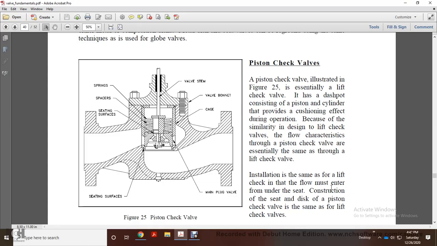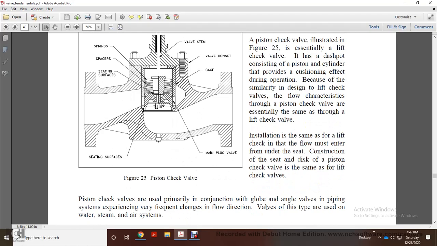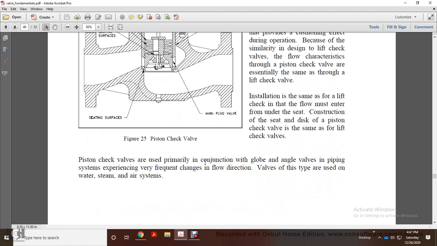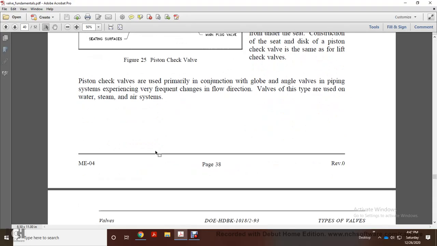Flow must enter under the seat, the same as for the lift check valve. Piston check valves are used primarily in conjunction with globe valves and angle valves in piping systems experiencing frequent changes in flow direction. Valves of this type are used on water, steam, and air systems.